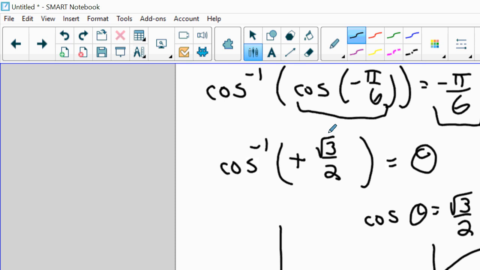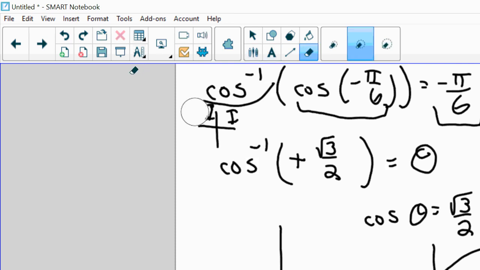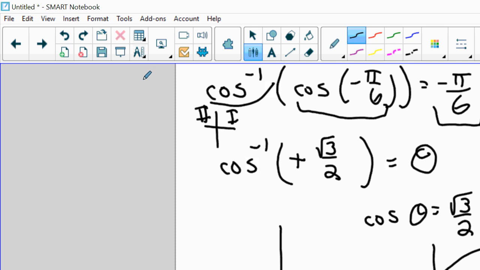Let me see. Yeah, because cosine inverse initially only makes sense in the first and the second. First and the second. And I got answers in the first and the fourth. Therefore, we're in the first. So the answer is 30 or pi over 6, meaning that's wrong. Wow. These are no fun.